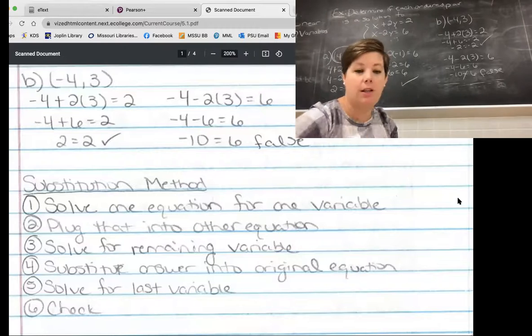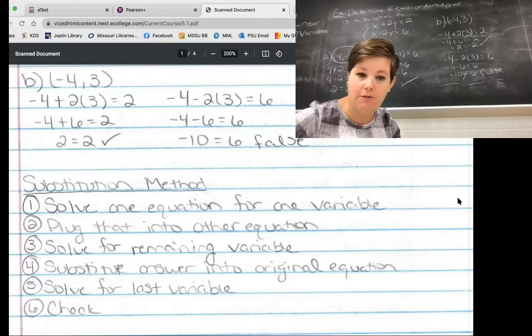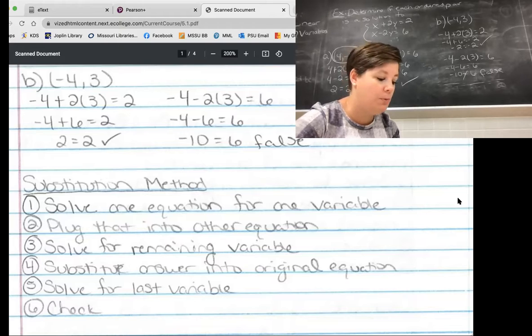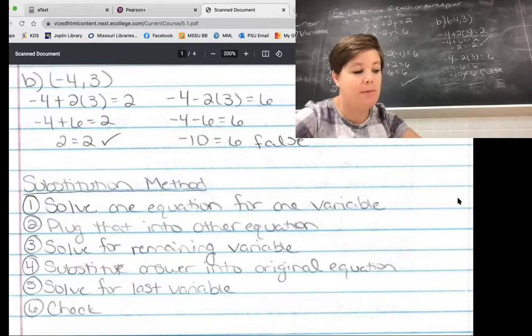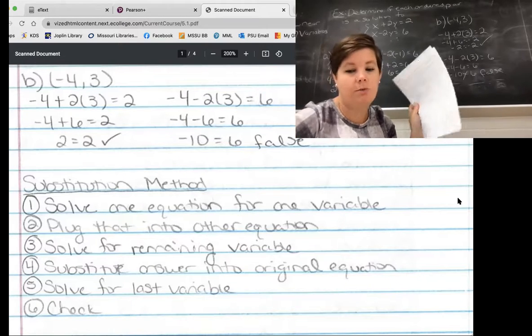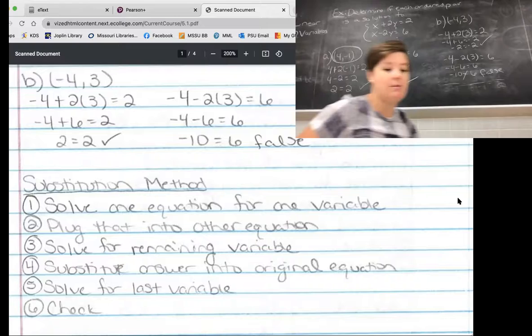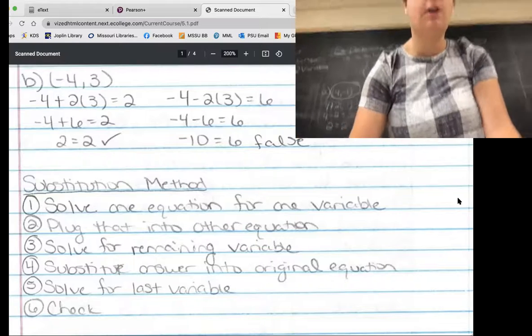Then we're going to plug that into our other equation, solve for the remaining variable, substitute that answer into the original equation, and solve for the last variable. This will make more sense when I do an example here in just a moment. The last step will always be to check your solution. If you pull up my paper notes, I check all of the solutions. I'm not going to check them all on the board just for space and time reasons, but you should check all your solutions.